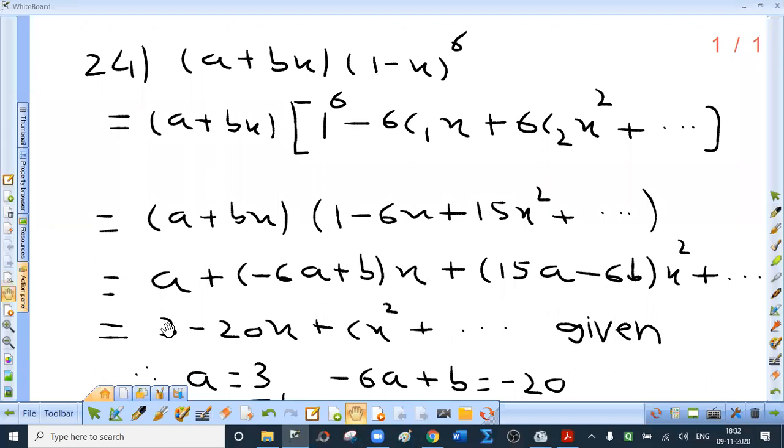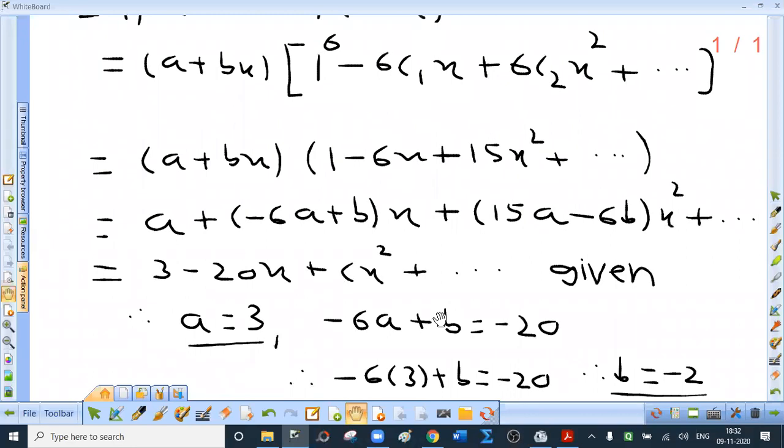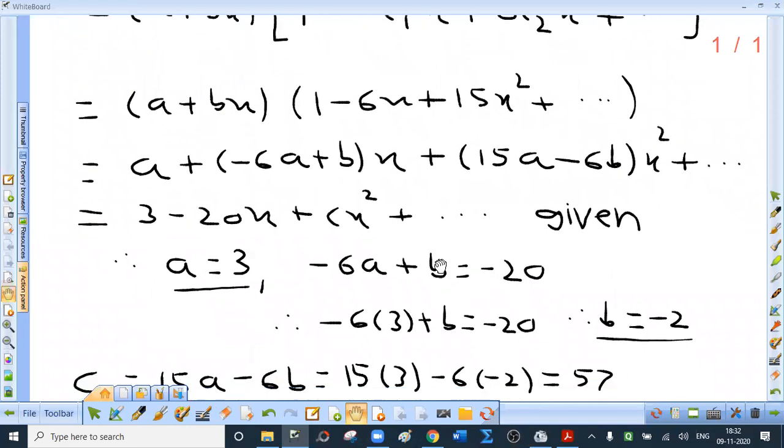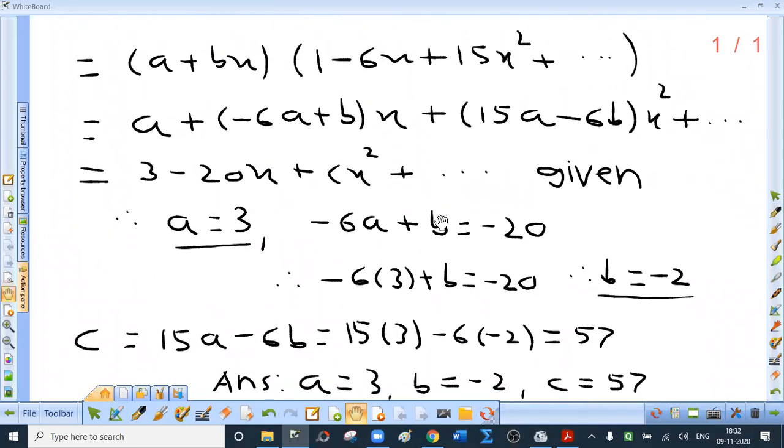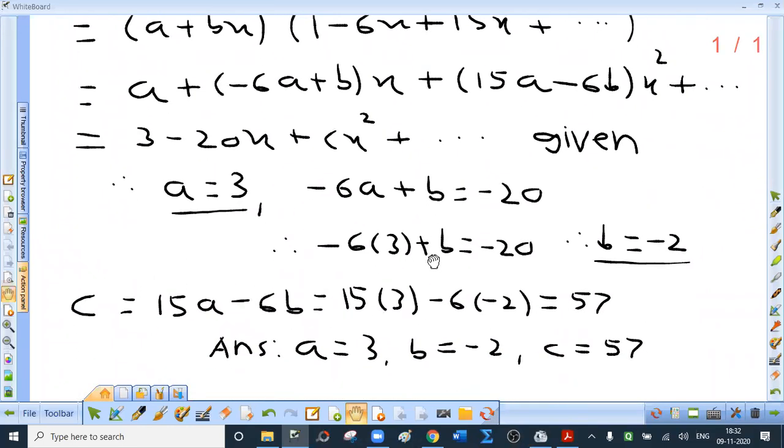But this is given to be 3 minus 20x plus cx square. So a must be equal to 3, and minus 6a plus b must be minus 20. So that gives me b equal to minus 2. And what is c? Coefficient of x square, 15a minus 6b. But a and b are already obtained. Substitute the values to get c as 57. So final answer, a equal to 3, b equal to minus 2, c equal to 57.